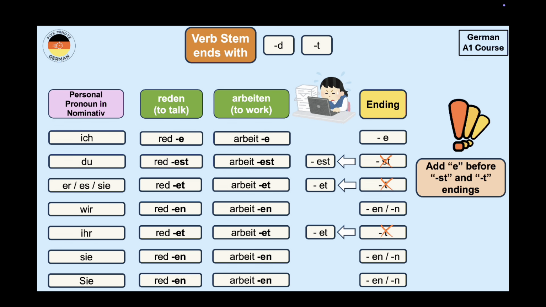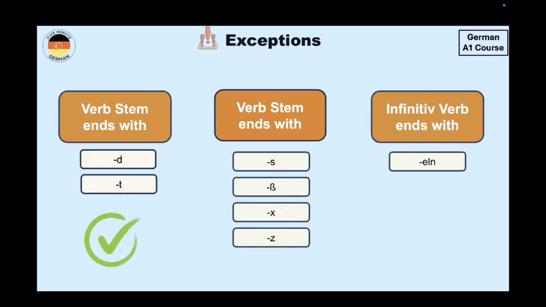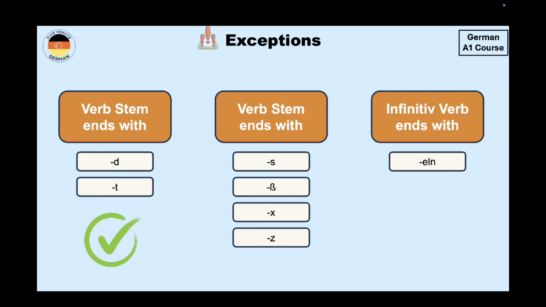So this is the change that you have to do when the verb stem ends with the letters d or t. You can take a screenshot of this part over here so that you can take a look at it later on as well. Now, the second exception is when the verb stem ends with the letters s, ß, x or z.